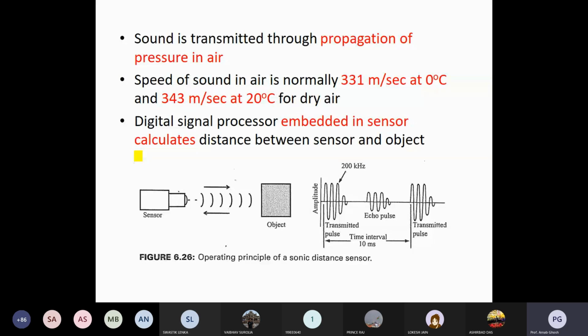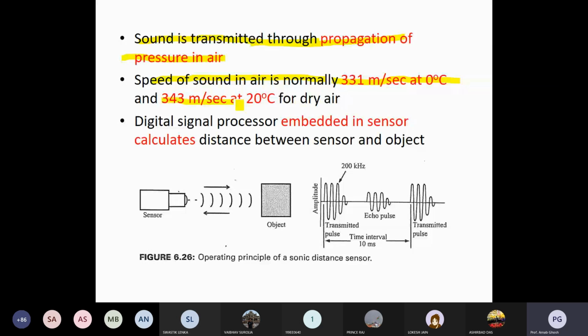Okay, basically we go through these subjects in the domain of measurement. Here you know that sound is transmitted through the propagation of pressure in the air. The speed of sound in air is normally 331 meters per second at 0 degrees and 343 meters per second at 20 degrees for dry air.